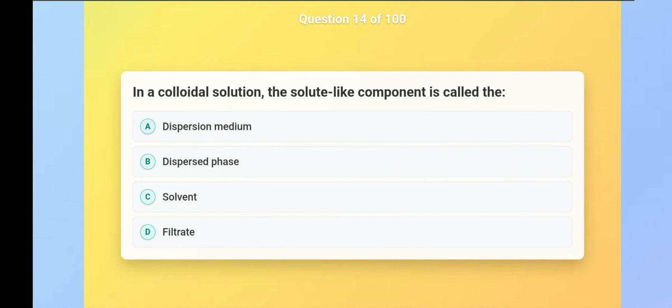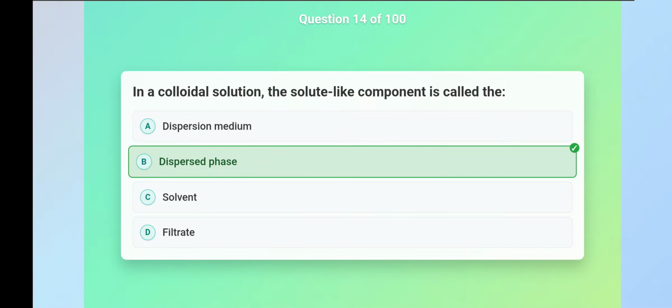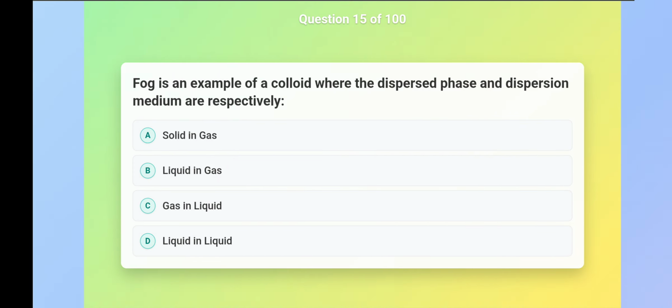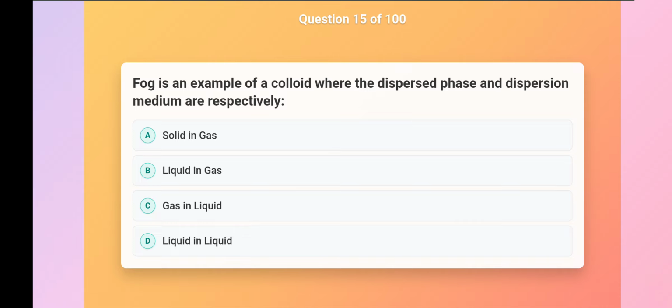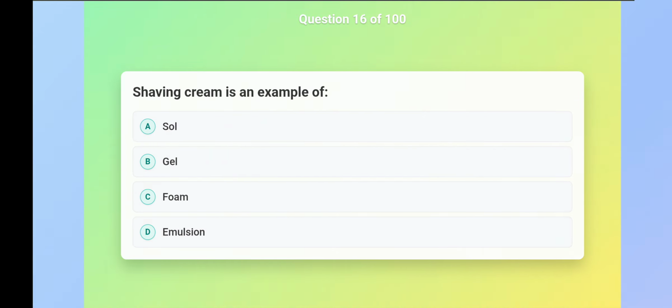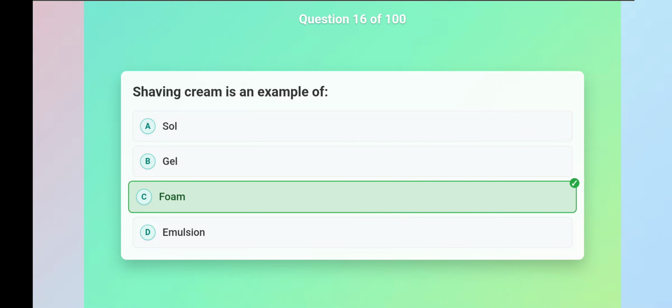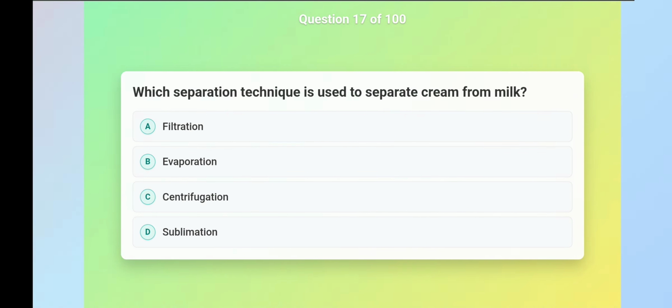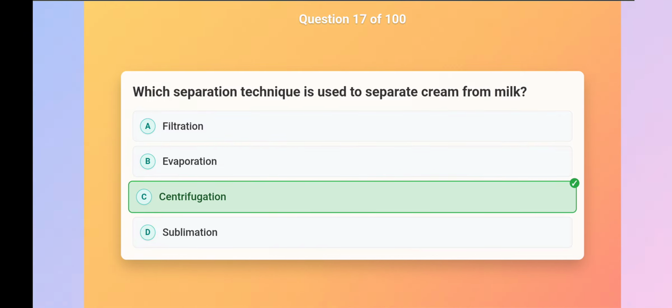In a colloidal solution, the solute-like component is called the dispersed phase. Fog is an example of a colloid where the dispersed phase and dispersion medium are respectively liquid in gas. Shaving cream is an example of foam. Which separation technique is used to separate cream from milk? Centrifugation.